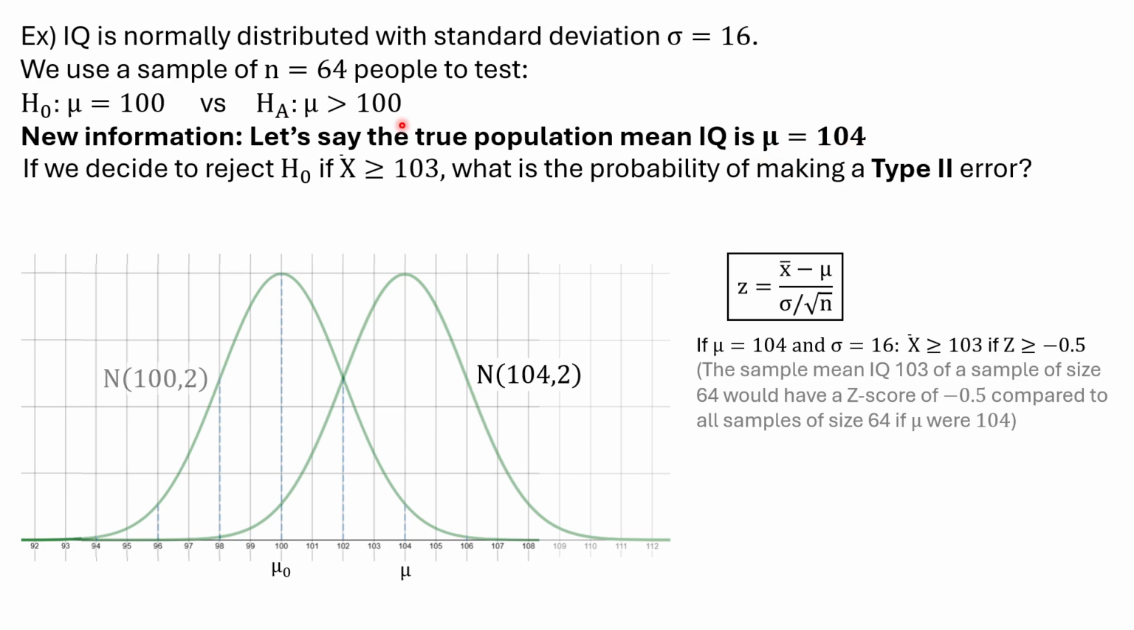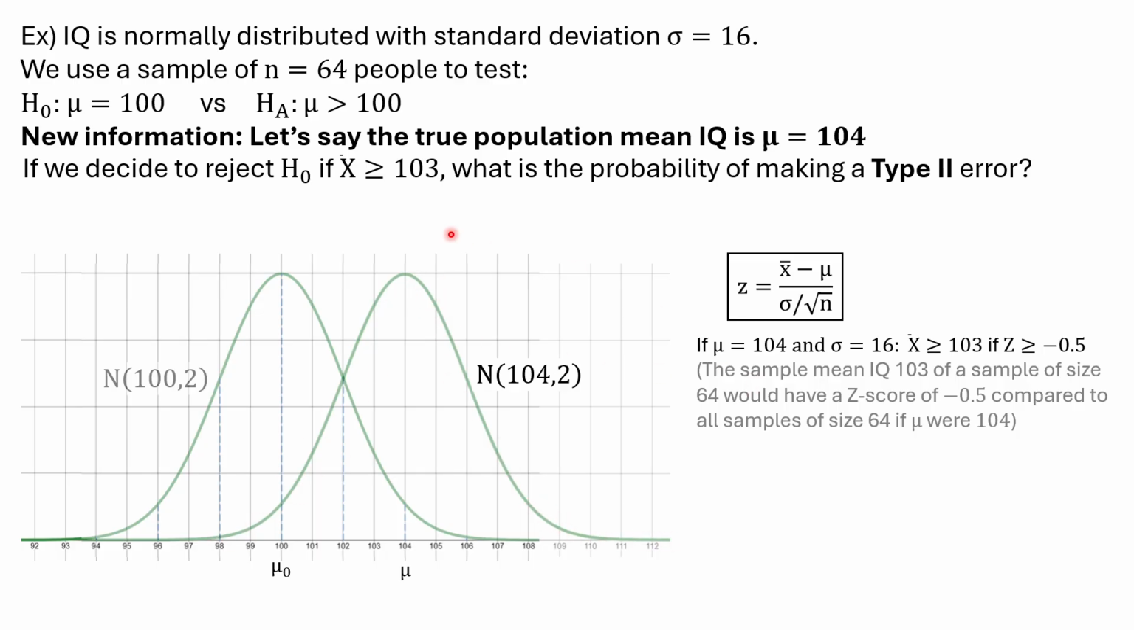Because we have this information that the real mean is 104, that is indeed larger than 100. So the null hypothesis is false, and the alternative hypothesis is true. So here, if mu is 104 and sigma is 16, we'll have for samples of size 64 this true distribution of sample means that we would observe if we repeated the experiment several times.